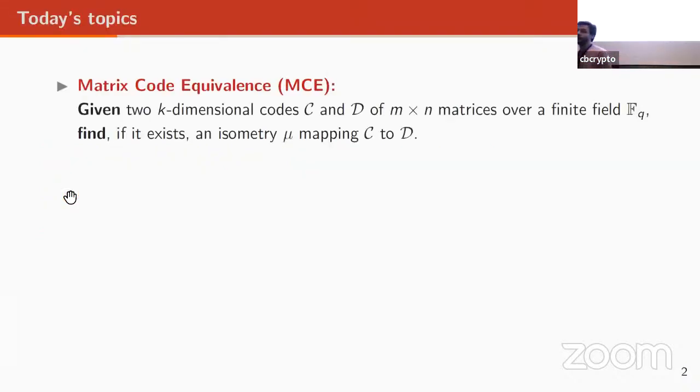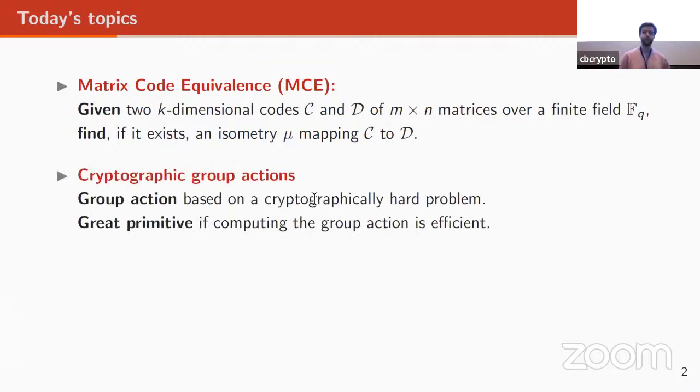Okay, so what we will first discuss is what is matrix code equivalence, and in a one-liner you would say that if you have two k-dimensional codes of m times n matrices over some finite field, find an isometry mapping C to D. And then we will also discuss a cryptographic group action, which is a group action based on a cryptographically hard problem. If you have this, then it's a really great primitive. But actually only if computing this group action is efficient.